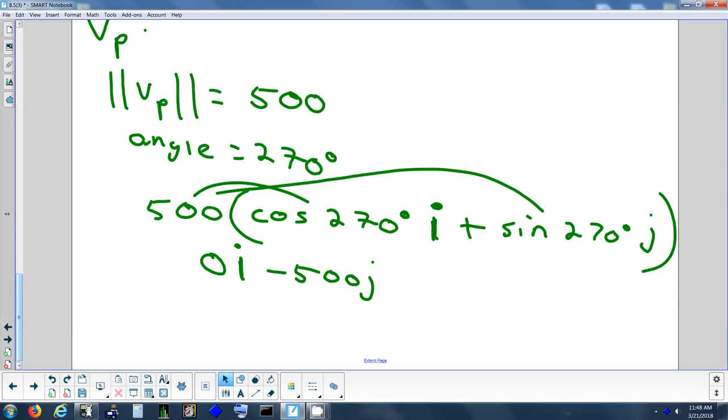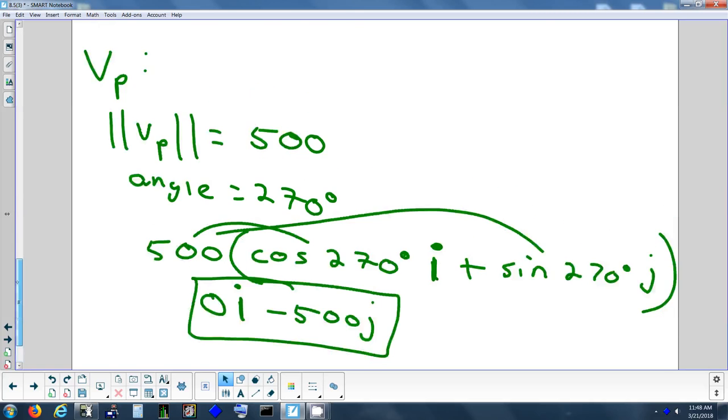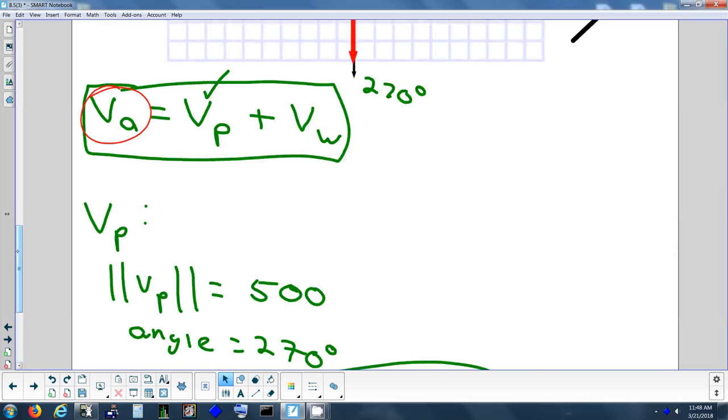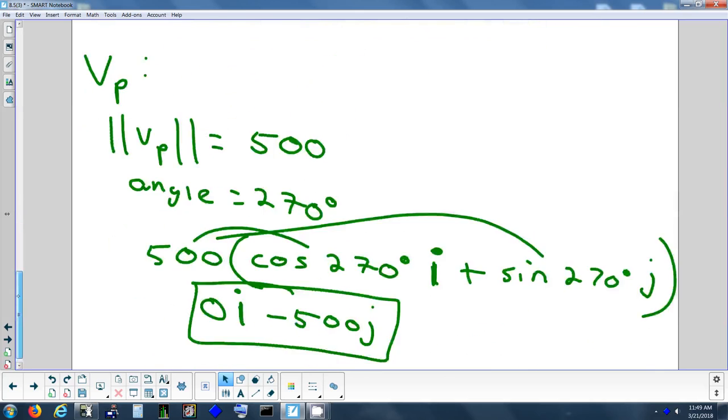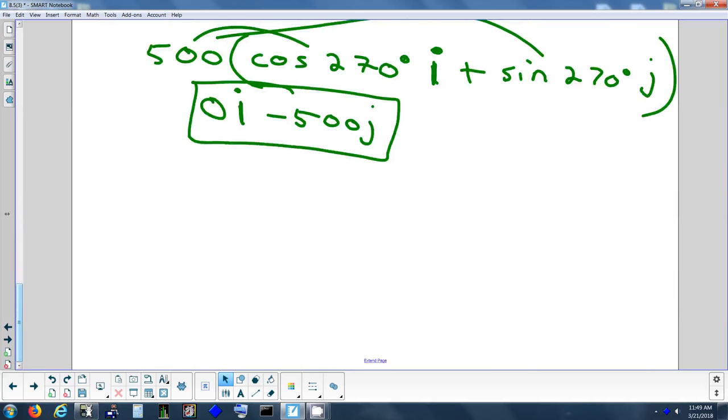Okay, so all you really need to, well, that's your vector. If you don't put zero i, that's fine. So now you've got the velocity vector for the plane. Now we need to get the one for the wind. Okay, same thing again.